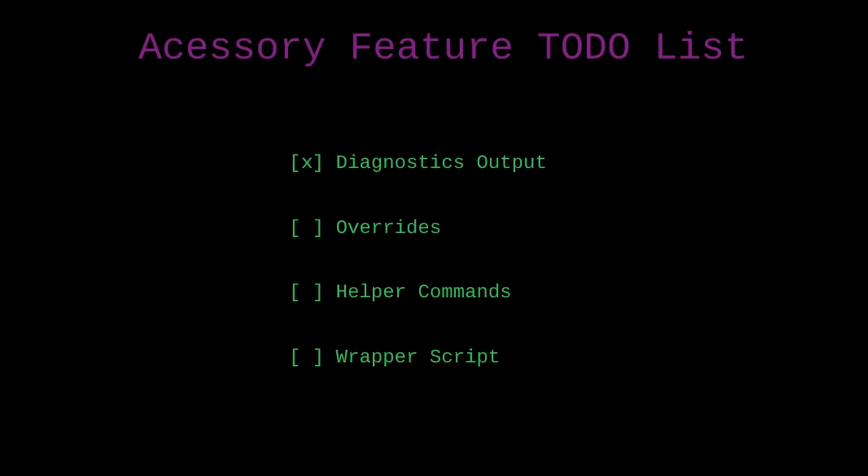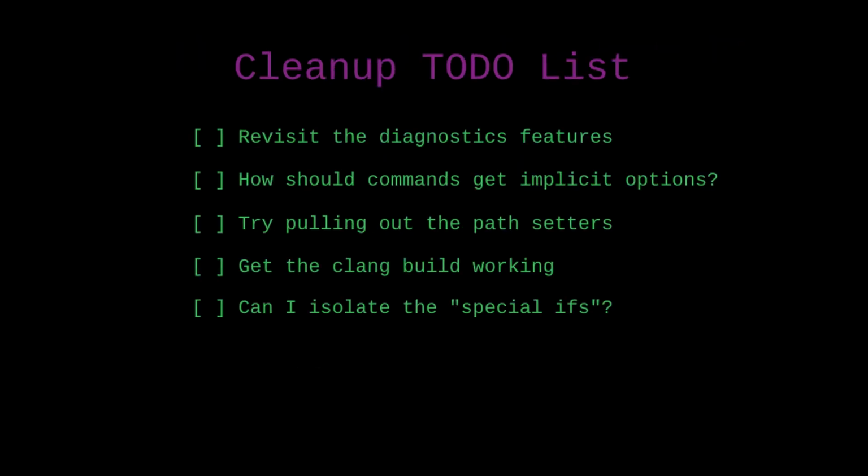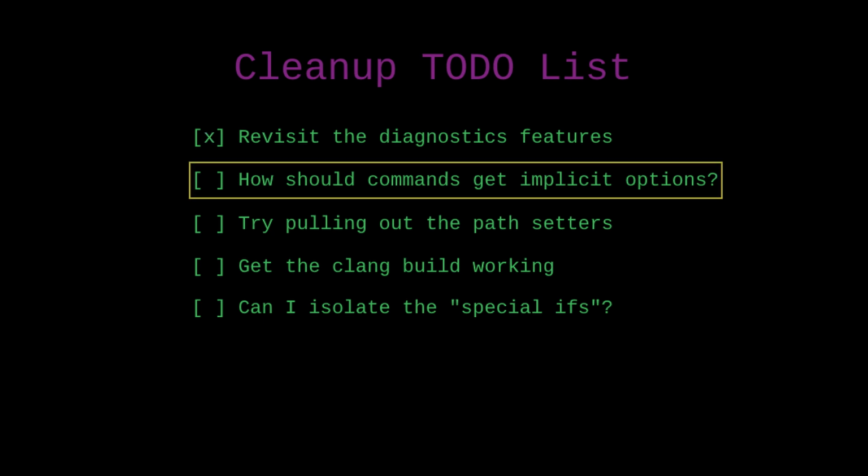While I was working on that, I had a new idea come together in my head about a knot of issues that's coming up next. So first of all, let's go back to this old cleanup to-do list that I started. I can check off the diagnostics output element there. And then the next one down is to think about this unanswered question I have regarding where implicit options should get bound or passed with these commands, right?